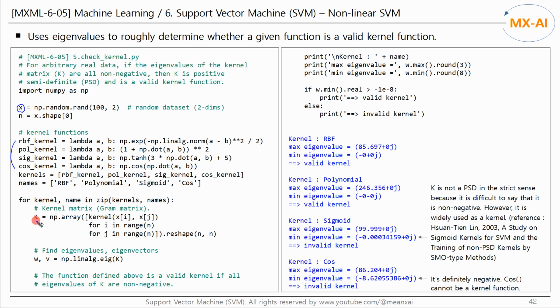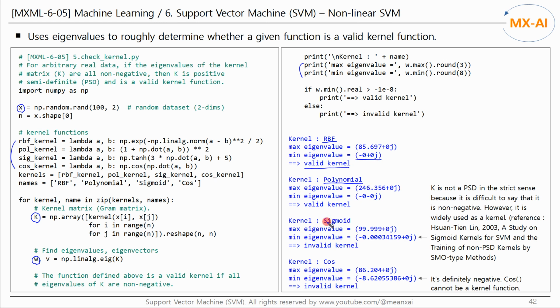Generate the kernel matrix K for a given kernel function. Then find the eigenvalues of K. Let's print the maximum and minimum values of the eigenvalues. For RBF or Gaussian function, the minimum eigenvalue is 0. All eigenvalues are non-negative. So RBF can be a kernel function. The same goes for the polynomial.